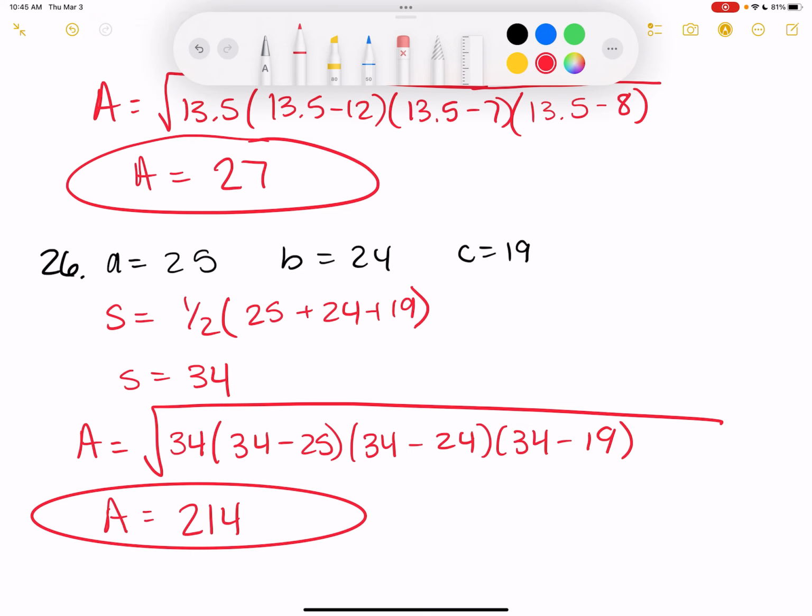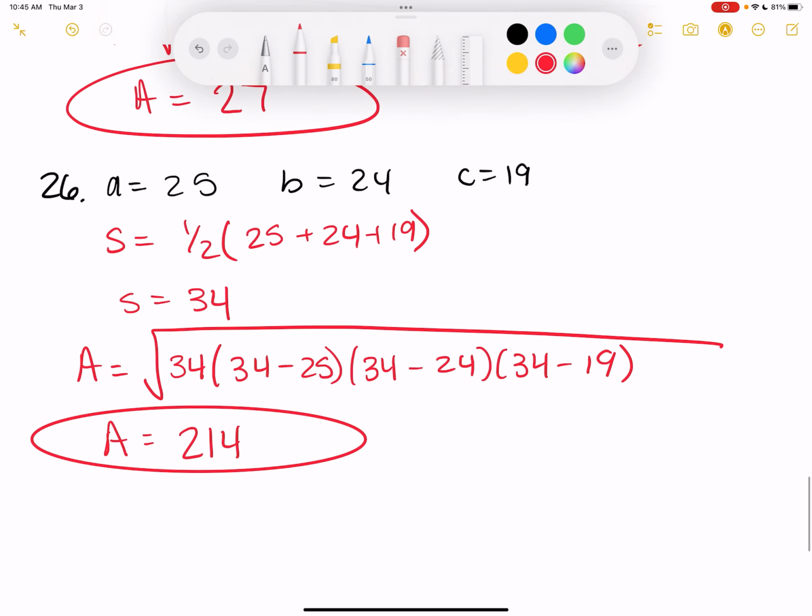Can you bring it to me? I mean, like, can you bring me your calculator? Yeah. I got 214. No way. For you, it just took a while. So I can show you what I did.